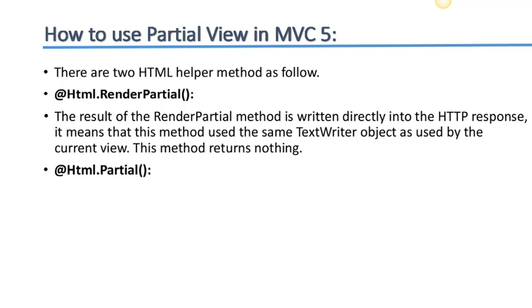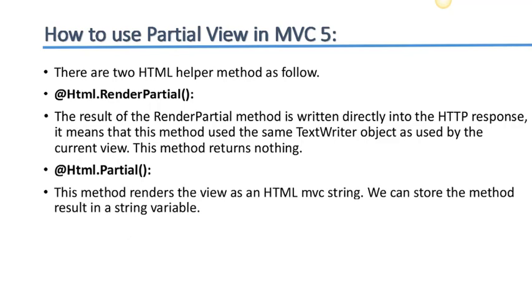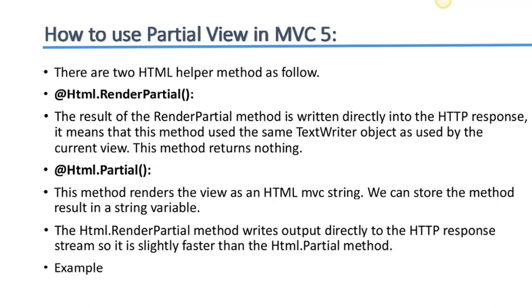So the next method is that we can also use the partial view by using the Partial method. What does the Partial method mean? This method renders the view as an HTML MVC string. So the return type of the Partial method is an MVC HTML string, and we can store the method result in a string variable. And RenderPartial is slightly faster than the Partial method.